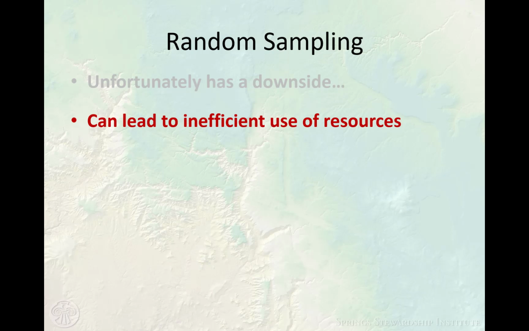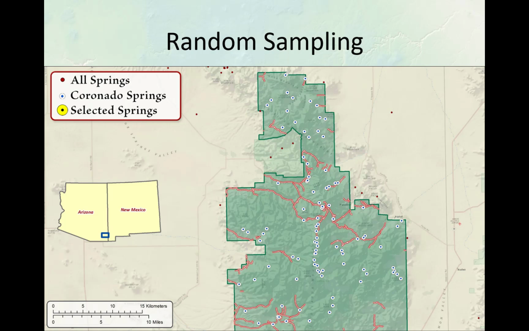So for example, suppose we want to survey a bunch of springs here in the Chiricahuas. This map shows both the spring locations and the forest roads. In a purely random sample, it could easily select these springs to survey, which are all in remote areas with a lot of difficult topography to traverse to reach them. Is it better to spend our entire budget surveying these few remote springs, or is it better to survey a greater number of easily accessible springs?